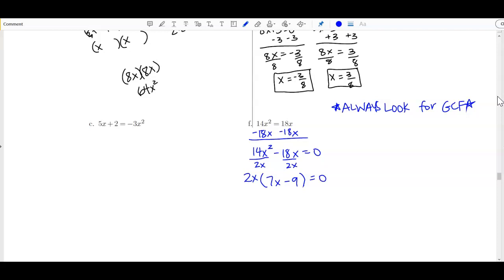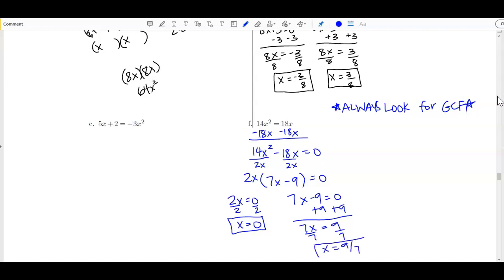All right, and then equals 0. So I'm still going, right? You've got to factor it. And now we're going to set both parts equal to 0. So I have 2x equals 0 and 7x minus 9 equals 0. If I divide by 2, it doesn't matter, 0 divided by anything is still just 0. And then here I'll add 9 over and divide by 7. So x is 9/7. So those would be my two answers.